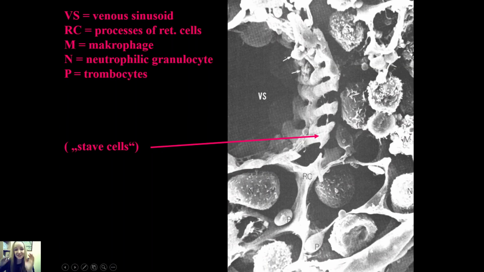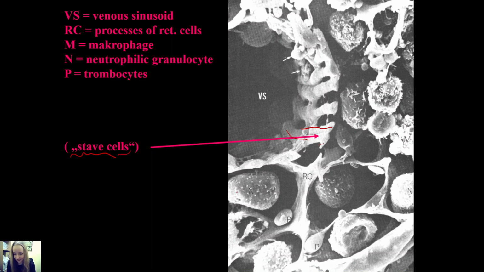Well then, and this is a very nice picture because now we can see a venous sinus in much higher magnification. This is from a scanning microscope, of course, and these endothelial cells here that line venous sinuses are so long. They are very long, and they have many very big spaces between them, and they are called by a special name, stave cells. But they are just normal endothelial cells, a little bit elongated with bigger spaces between.